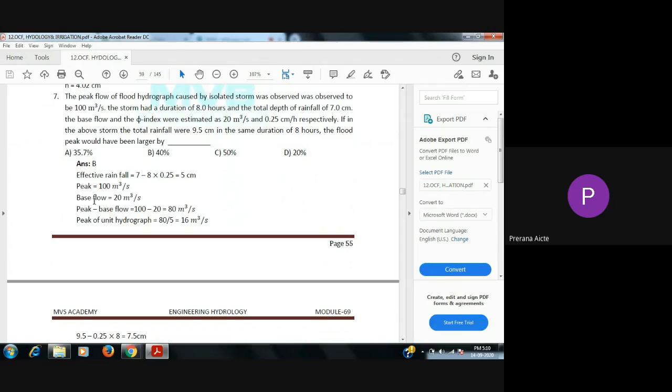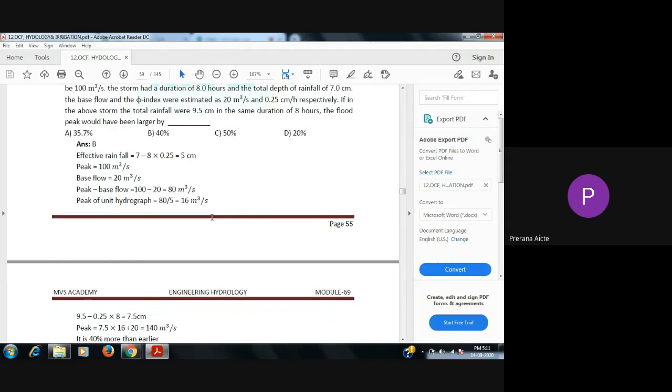What is the peak flow actually? 100 meter per second. Base flow is how much? 20 meter per second. If we deduct the base flow from the total discharge, we get the direct runoff hydrograph. That is peak minus base flow, 100 minus 20, 80 meter per second. This is the direct runoff hydrograph. A unit hydrograph is for 1 centimeter effective rainfall. So this 80 meter per second refers to 5 centimeter effective rainfall. For 1 centimeter, 80 by 5, so 16 meter per second. After this, I think you understand.